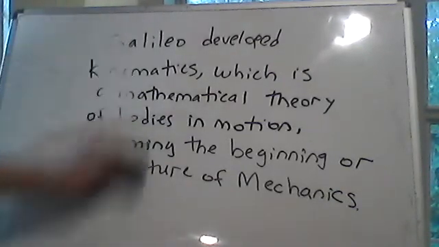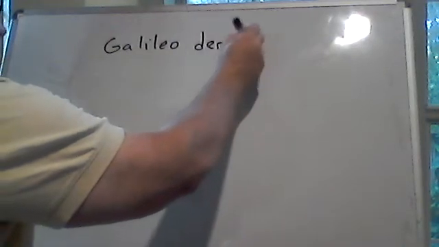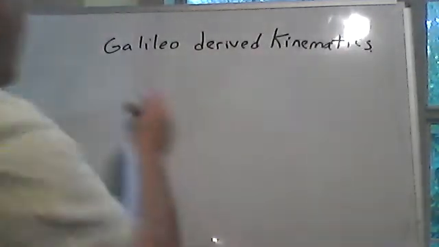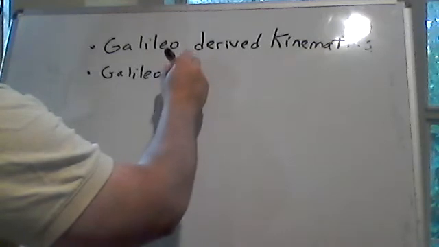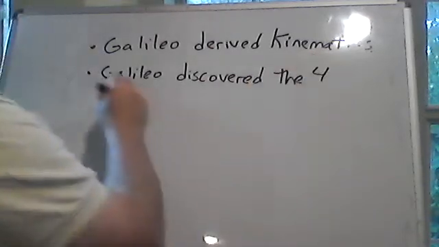But besides kinematics, Galileo, as I said, was also an astronomer. And in fact, he is credited with developing a good enough telescope to be able to see and basically discover the 4 largest moons of Jupiter. So again, what are Galileo's accomplishments? Galileo basically derived kinematics. And Galileo discovered the 4 largest moons of Jupiter.